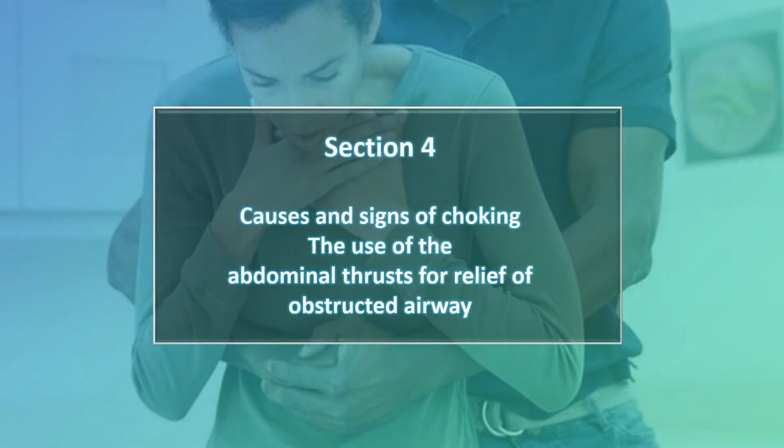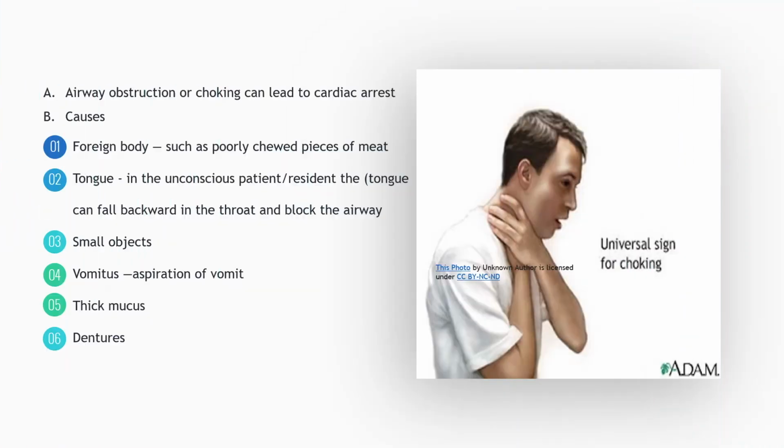Section 4. Causes and signs of choking. The use of abdominal thrusts for relief of obstructed airway. Airway obstruction or choking can lead to cardiac arrest. Causes can be a foreign body, such as a poorly chewed piece of meat, the tongue. In the unconscious patient or resident, the tongue can fall backward in the throat and block the airway. Small objects. Vomitus, such as the aspiration of vomit, thick mucus, and dentures.